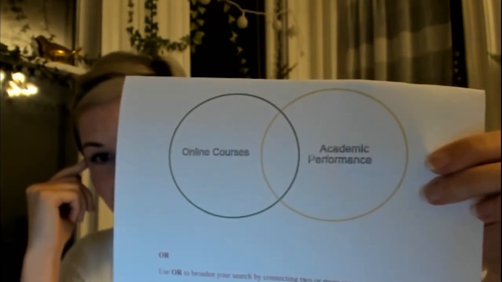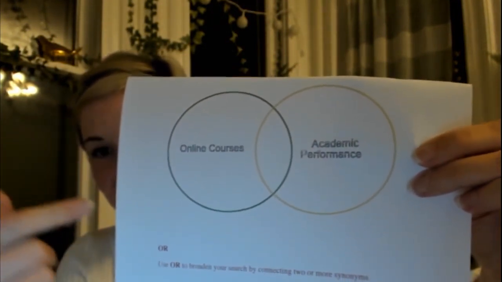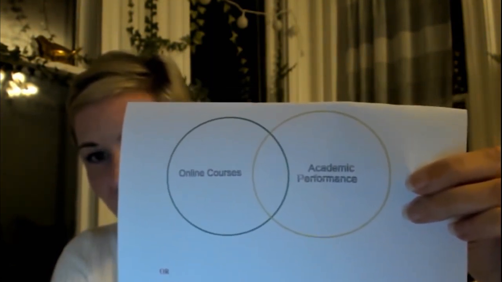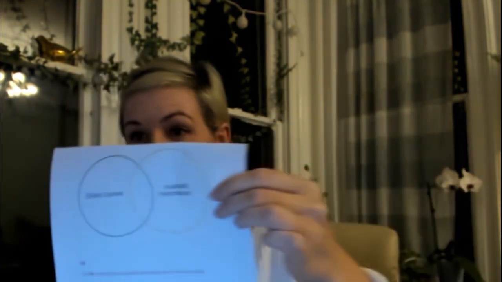So I'll just show you a little Venn diagram that I have done up here. I have one circle that says academic performance and one circle that says online courses. And in the middle, we will have all of the articles that have both of those terms in them. And it will also bring up all the information on both of those terms. So that's in order to narrow your search.